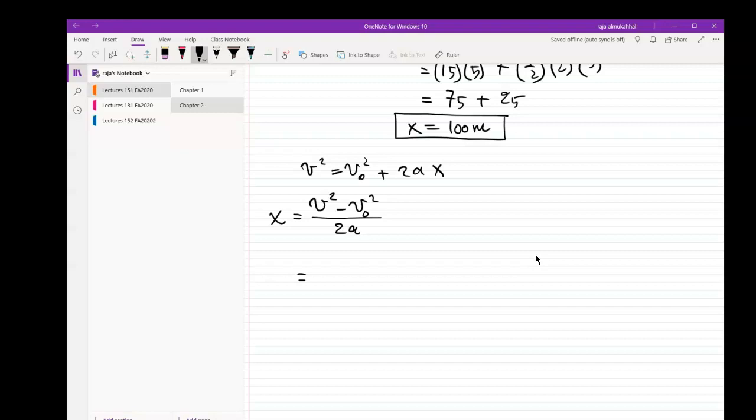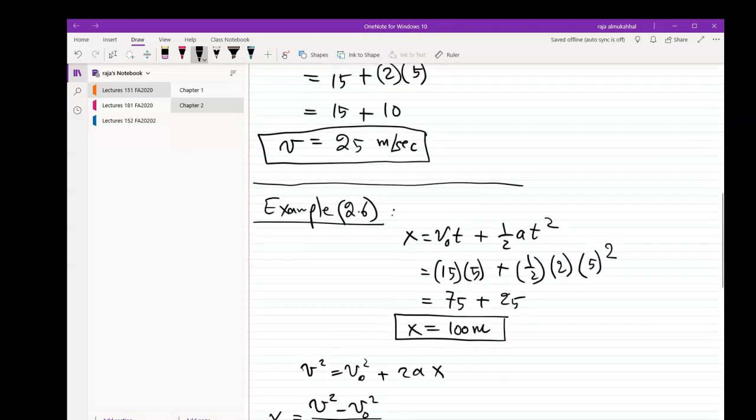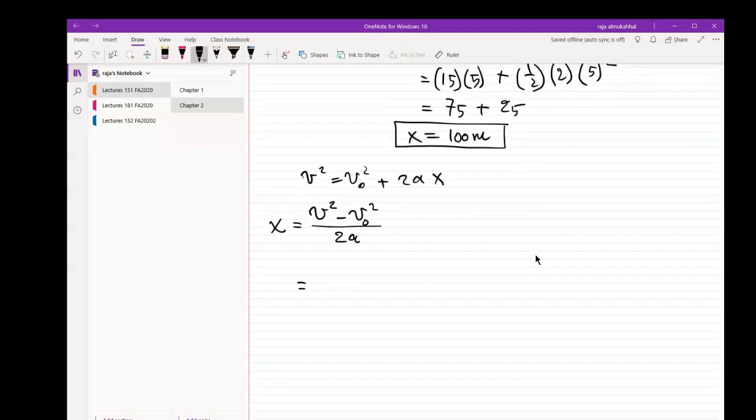And now v squared, I found it from the previous problem right there. This is v squared right here, or v rather. So it's 25 squared minus v naught, which is 15 squared, is given to us, divided by 2 times the acceleration, which is 2. Hopefully we will get 100. We should get 100, right?